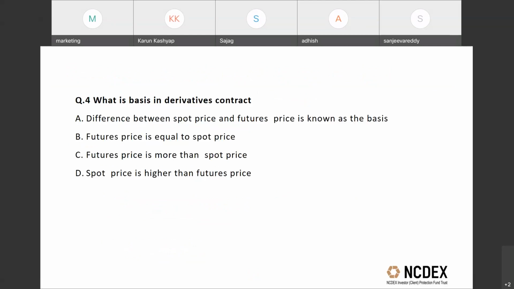So there is a question: what is the basis of derivative contracts? Anybody who wants to answer can answer in the chat.